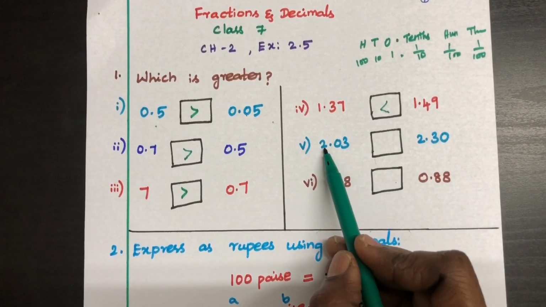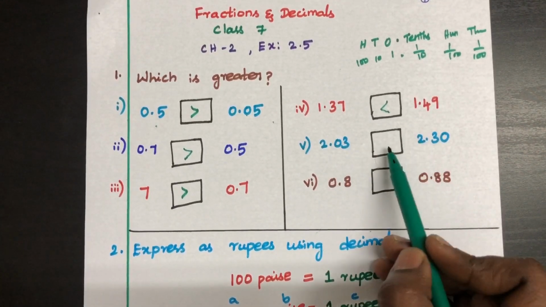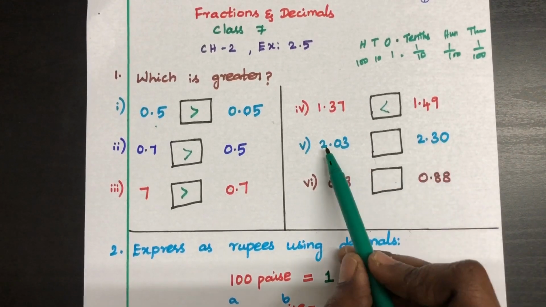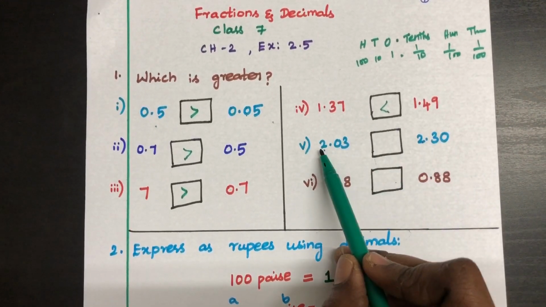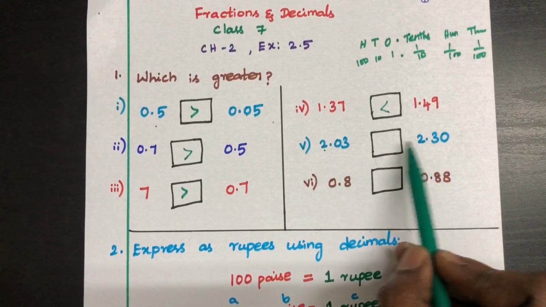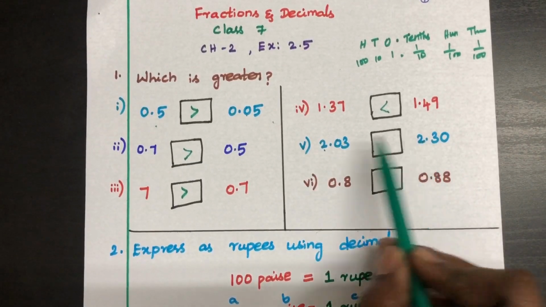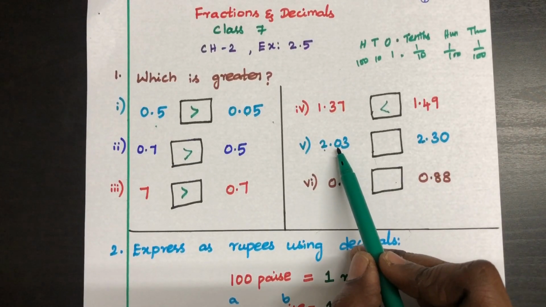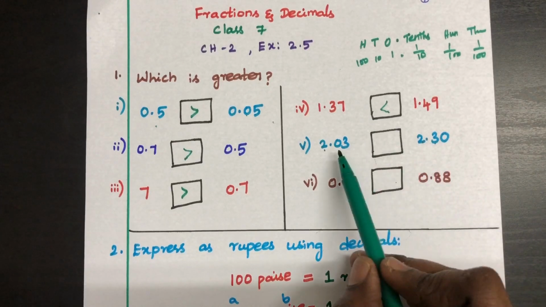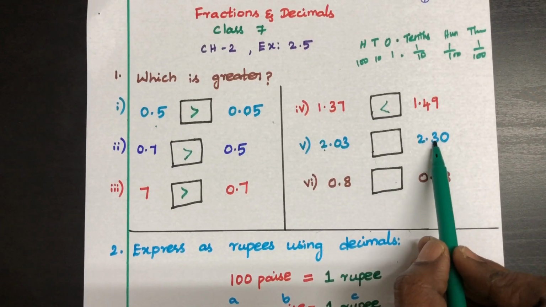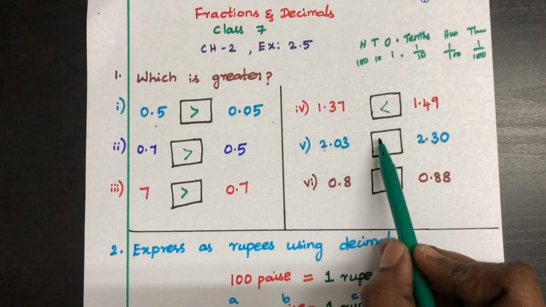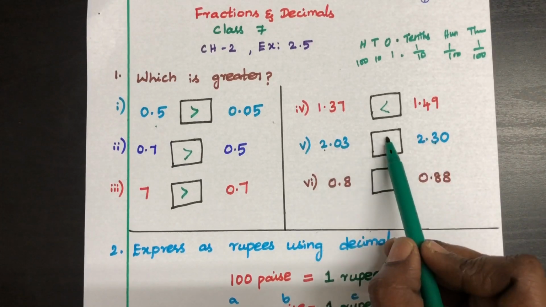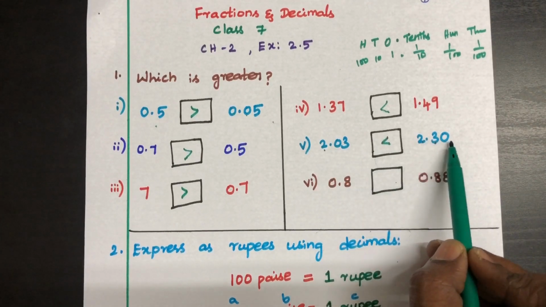Now 2.03 compared with 2.30. See the whole number? Whole number place is 2, both are 2, so we need not consider it. Now come to the tenths place. Here 0, here 3. So 0 is smaller than this 3 in the tenths place. So 0 is less than 3. So 2.03 is less than 2.30.